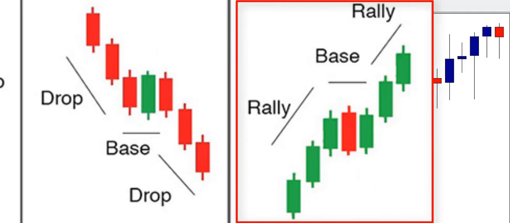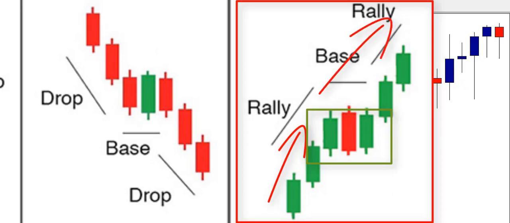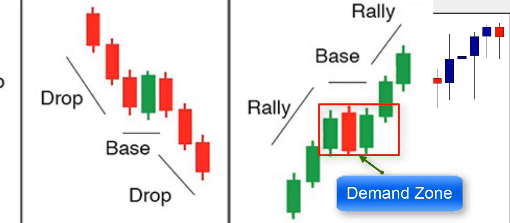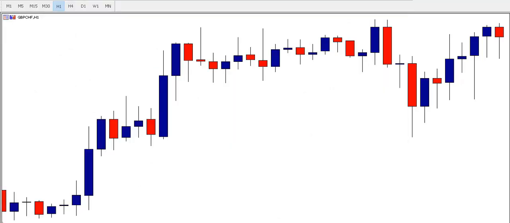The RallyBaseRally is a type of demand zone which forms during an up move. A rally is an up move followed by a small consolidation, which is referred to as a base, and followed by another rally which creates the demand zone itself. A RallyBaseRally will always create a demand zone. They will never create a supply zone. Let me show you a real chart example.